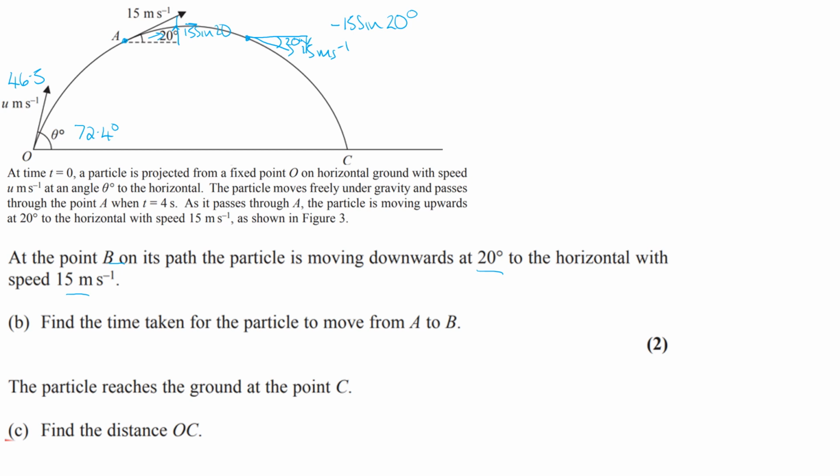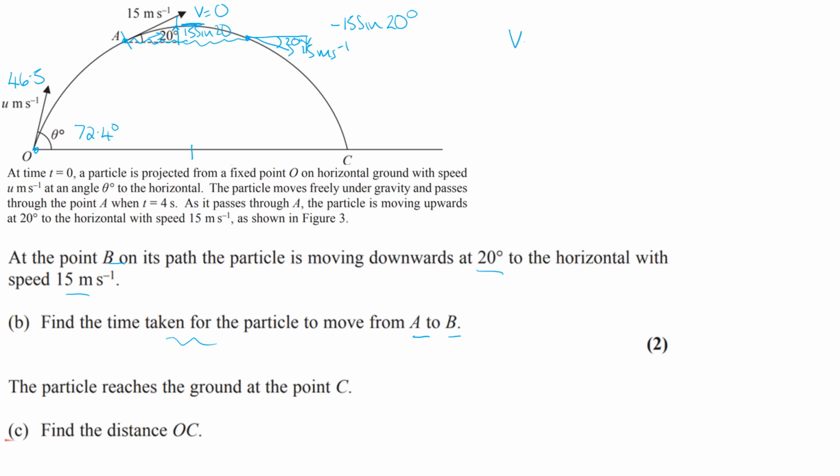And what we can do, because we're being asked to find the time taken for the particle to move from A to B, is you could find the time it takes for the max to be reached, and at that max V vertically is 0. So you could find how long it takes from the beginning to there. You could take 4 off, and that would give you the time to get to its max, and then you could double it because of the symmetry.